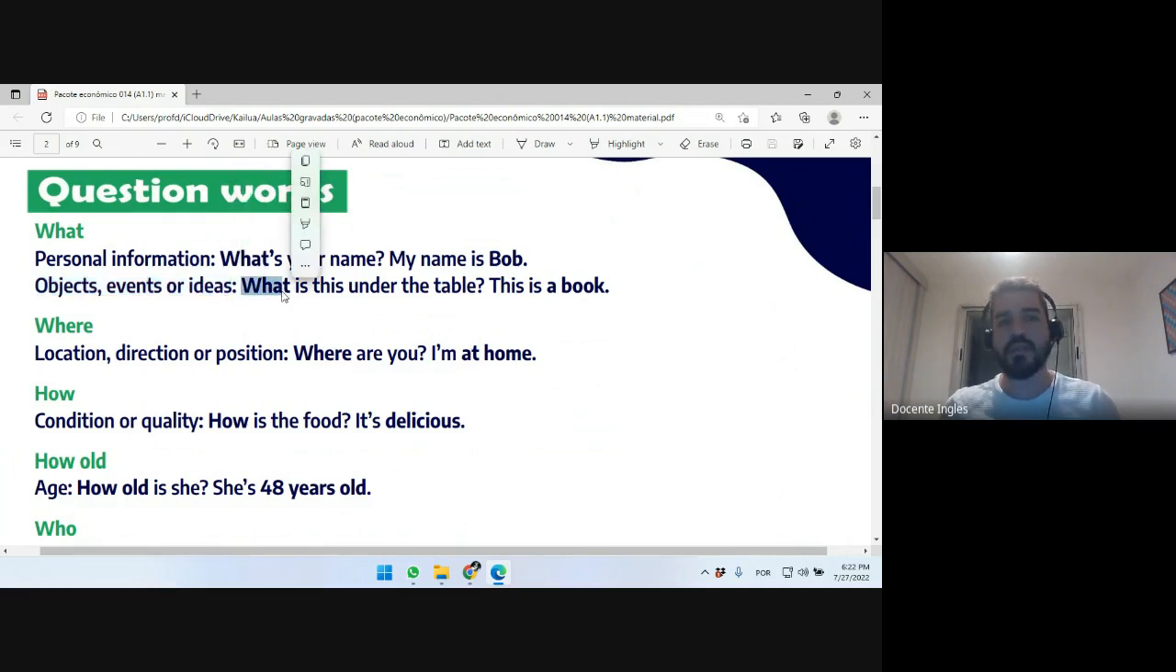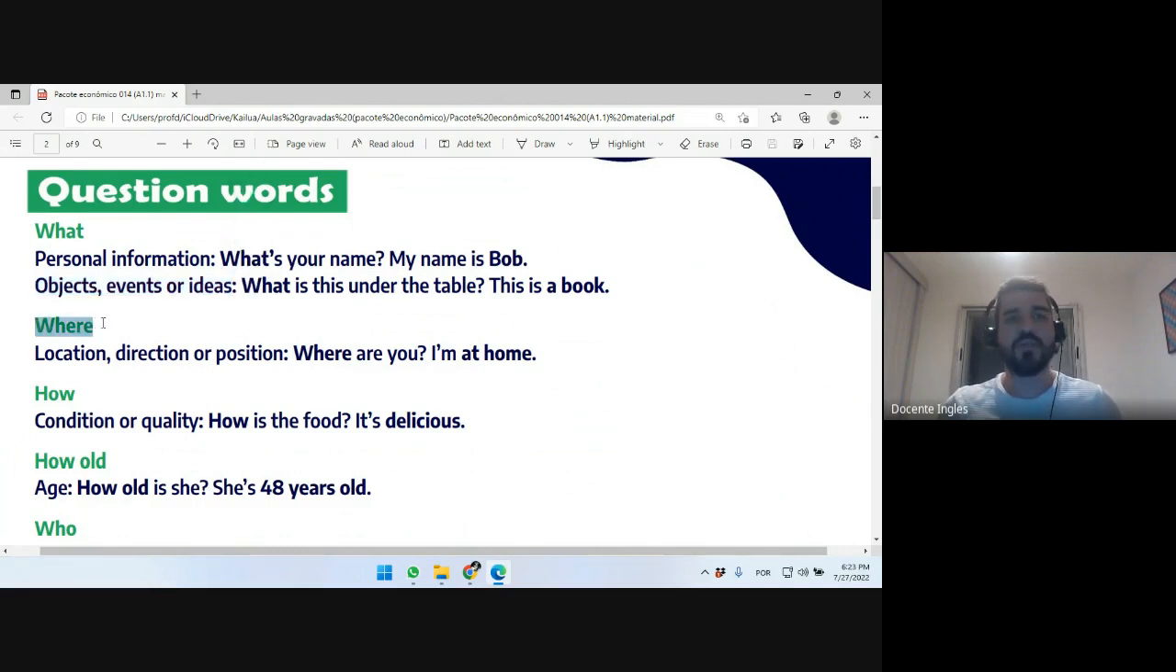What is this under the table? This is a book. So a book is an object. Okay, so what? Personal information, objects, events, or ideas.